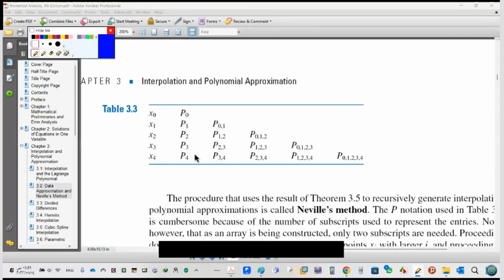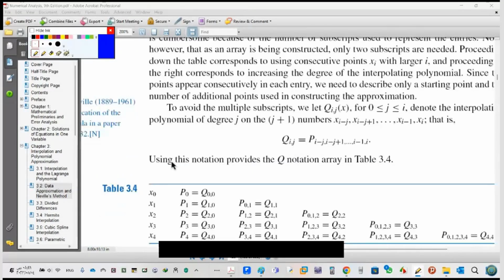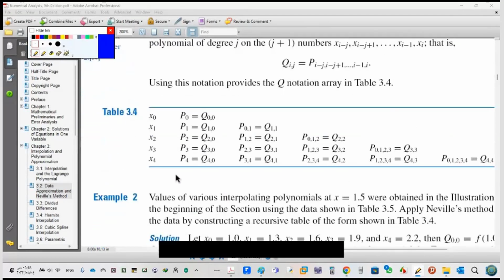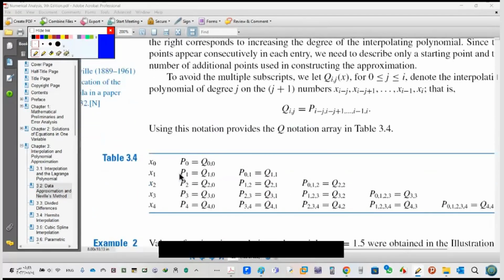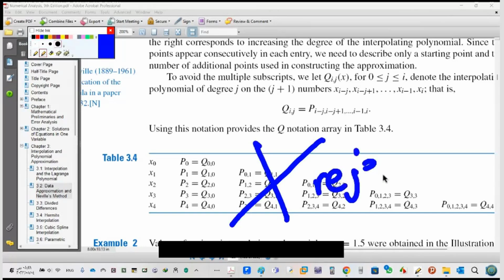In the exam, you are responsible for table 3.3. Table 3.4 is rejected. So in the exam, you are responsible for 3.3. This one, I will draw here. This one is rejected. I know it's correct, but for the exam, it is rejected. You must use the previous one. Now, what are those values?